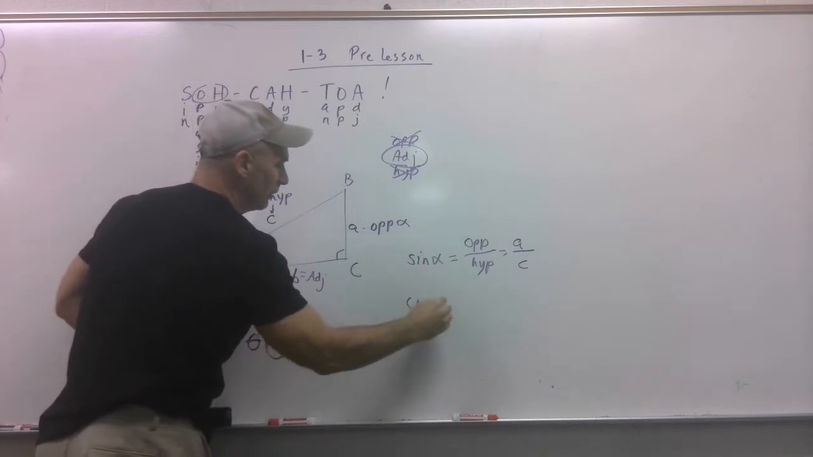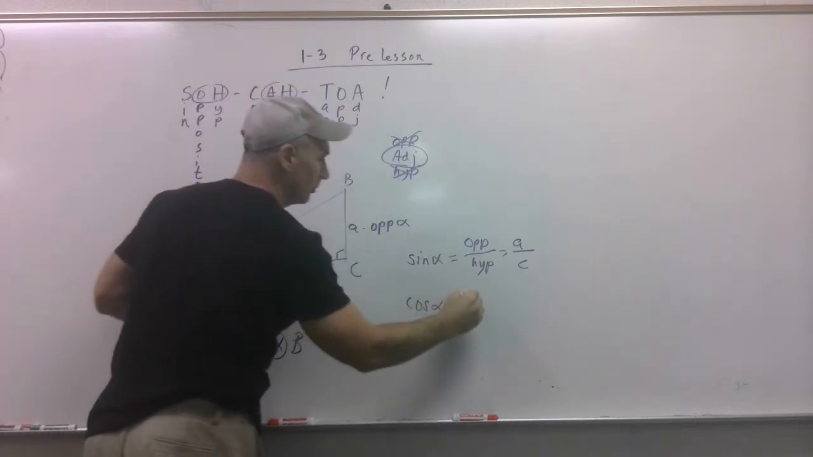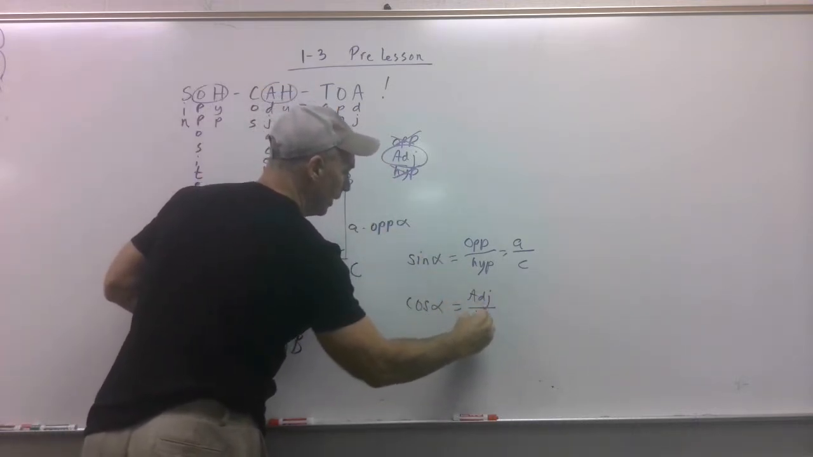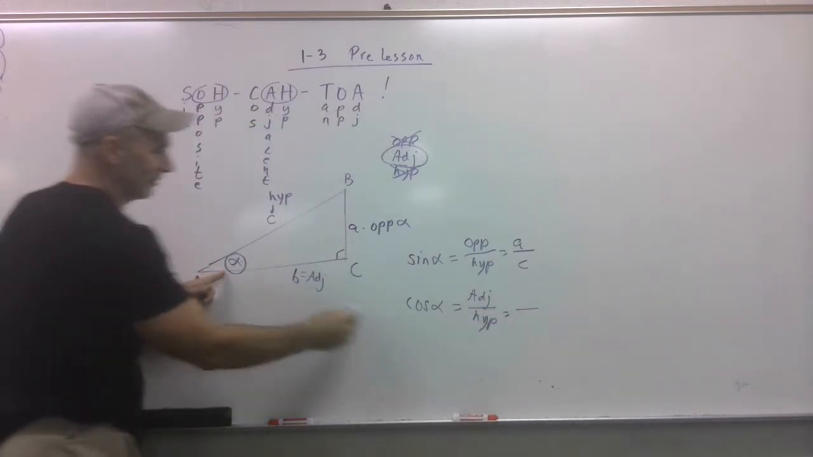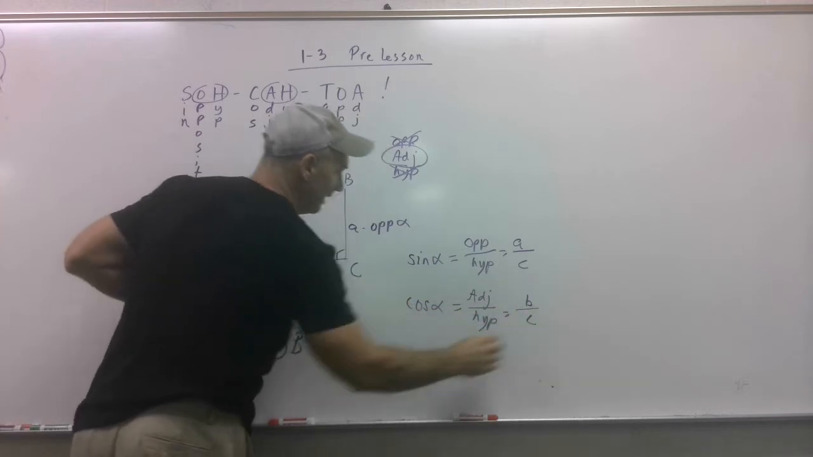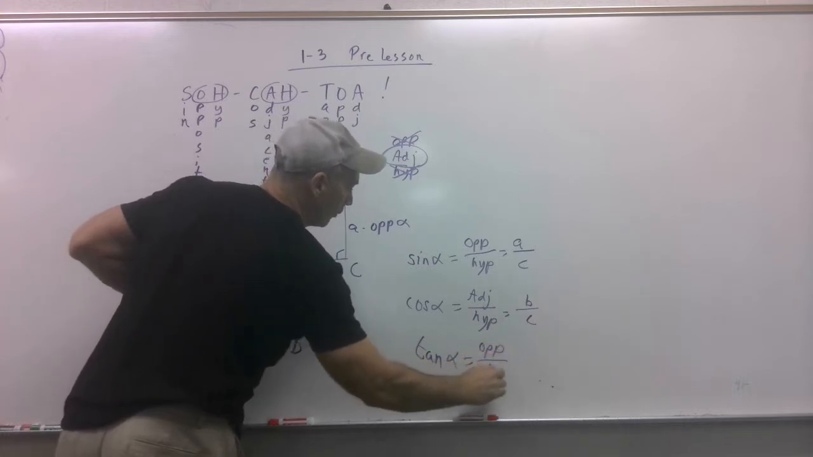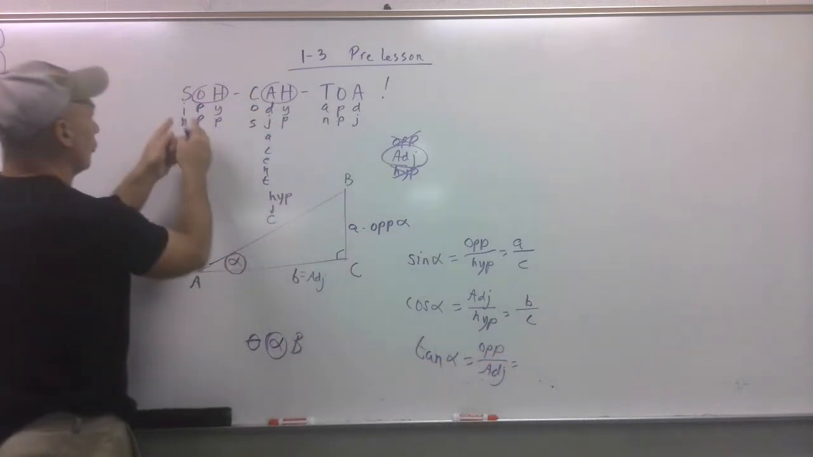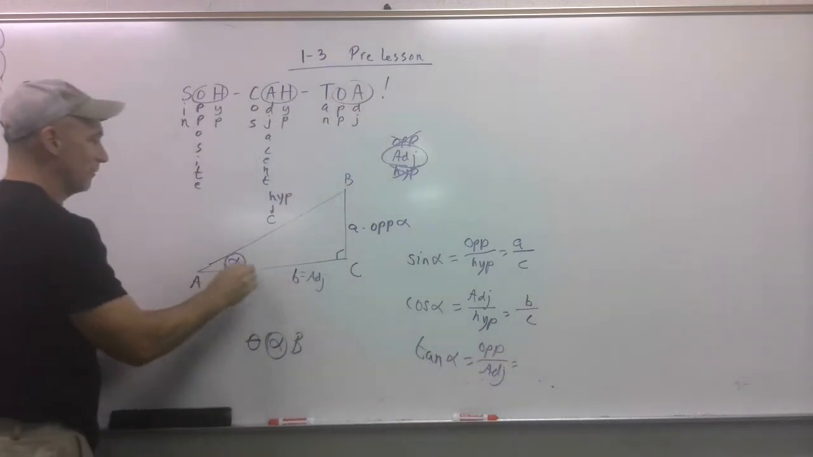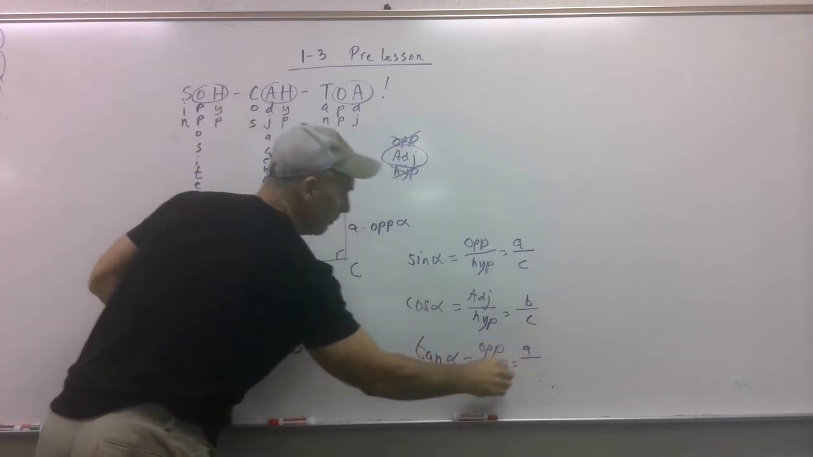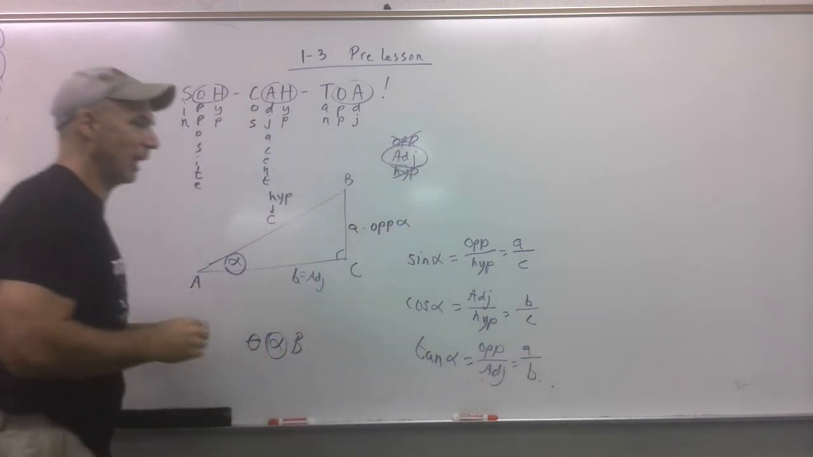What about if I ask you to find cosine of alpha? Well, that is adjacent over hypotenuse. So we're going to build a fraction. Here's my adjacent side, it's B. My hypotenuse is C. Now what in the world would tangent be? Well, that's opposite over adjacent. That's why it's important to know your SOHCAHTOA. My opposite side of my reference angle is A. My adjacent side of my reference angle is B. And there you have it.